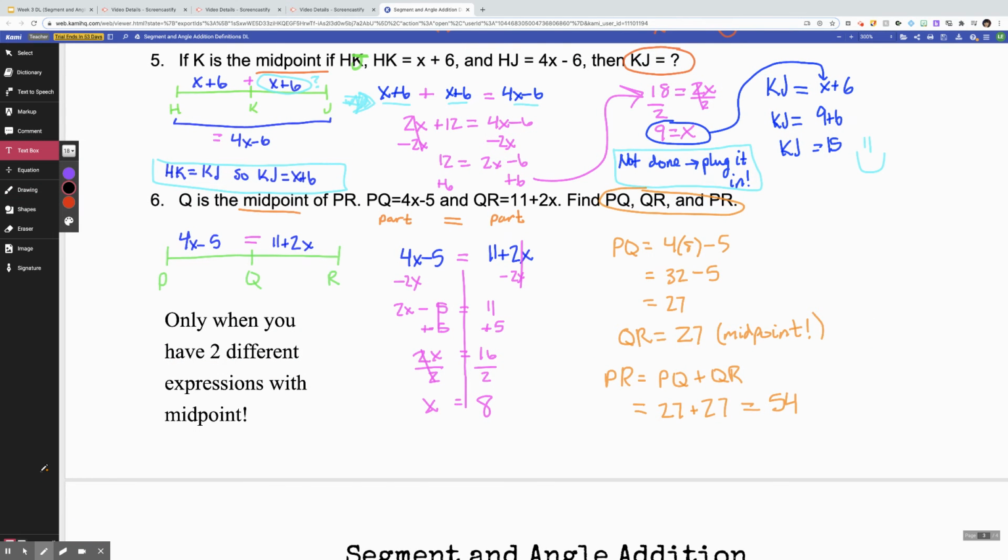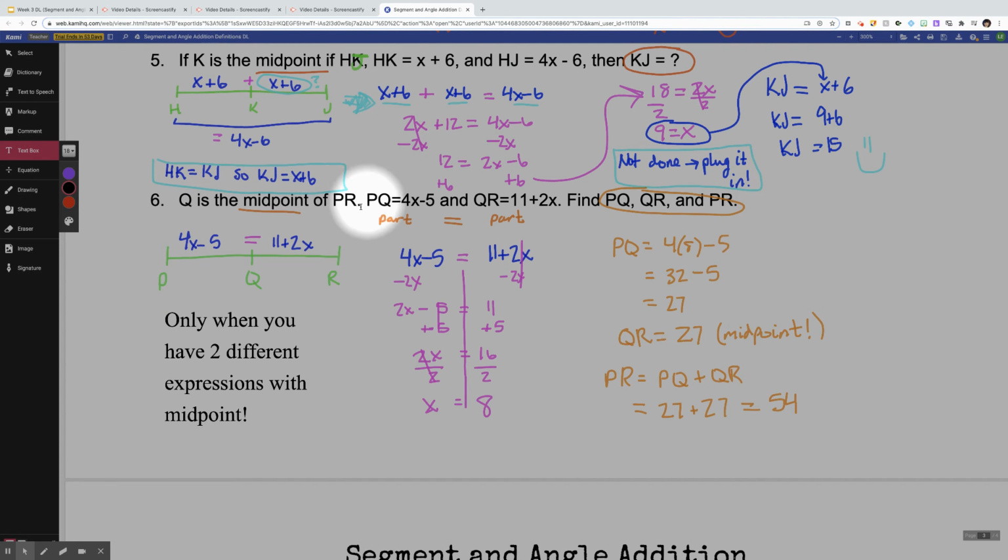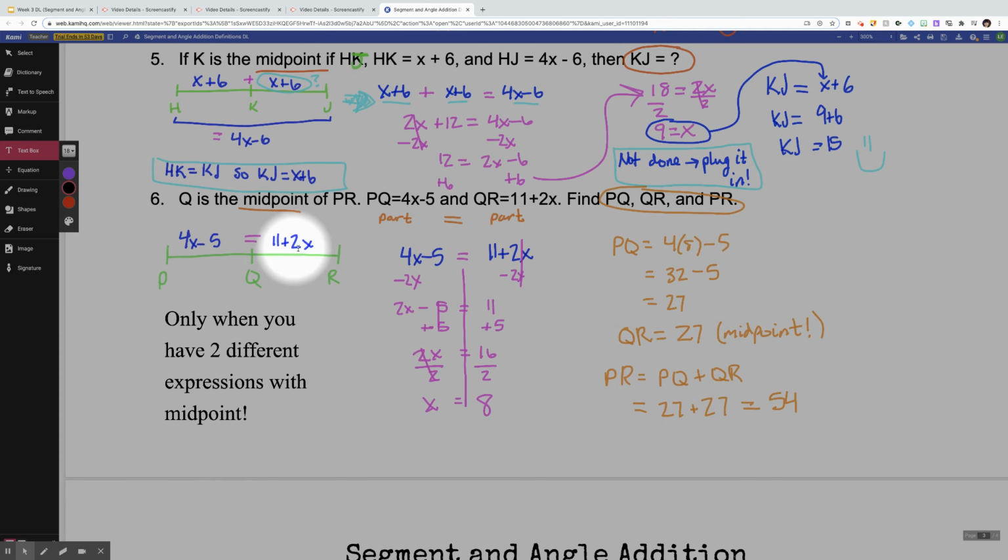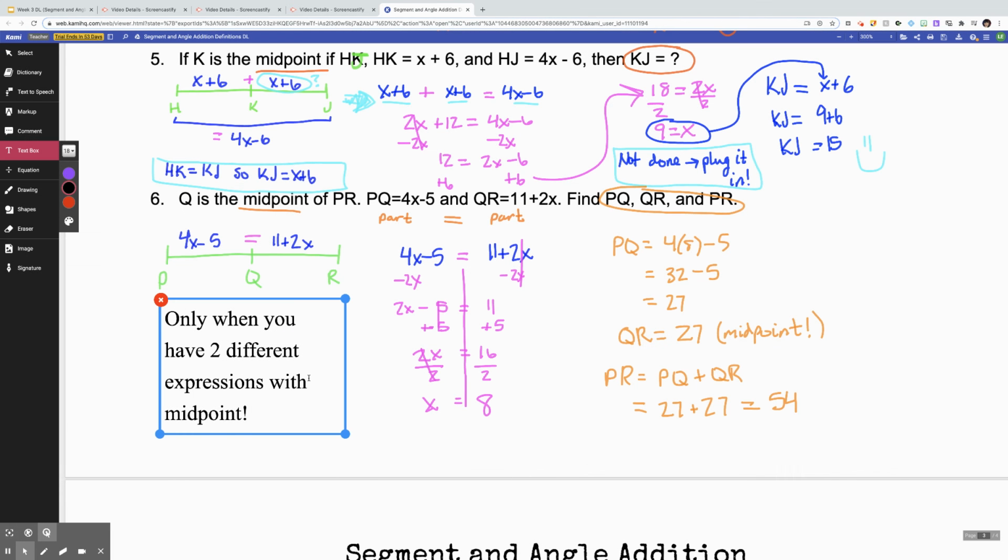All right, folks, so here is the breakdown for you of how you would solve number 6. So check your answer and see how you did, okay? So in my drawing here, I have Q is the midpoint of PR. So I have PR and then Q is here in the middle. Okay, I tried to make it look like it was actually in the middle. They said PQ is 4x minus 5, right? And QR is 11 plus 2x, and that's all the information that they gave me.